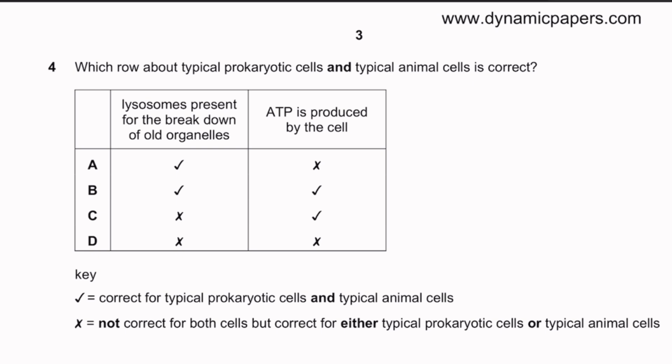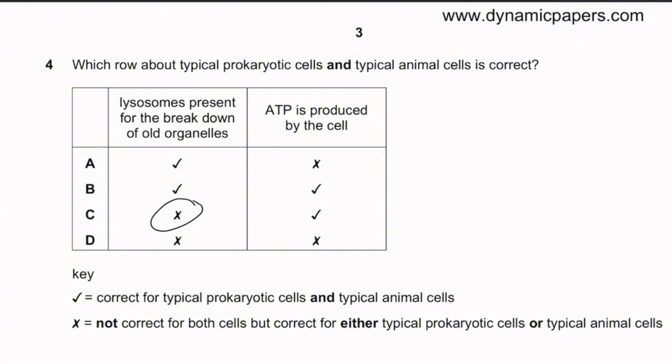Which row about typical prokaryotic cells and typical animal cells is correct? Okay, I have lysosomes present for the breakdown of old organelles, and ATP is produced by the cell. Actually, prokaryotic cells do not have lysosomes, because they don't have any membrane-bound organelles, and so we can immediately cancel out the first option. So here we choose an X. ATP is produced by both prokaryotic cells and animal cells. Despite prokaryotic cells not having mitochondria, they do have these inner foldings of their membrane called mesosomes, which contain respiratory enzymes, which are able to produce ATP.